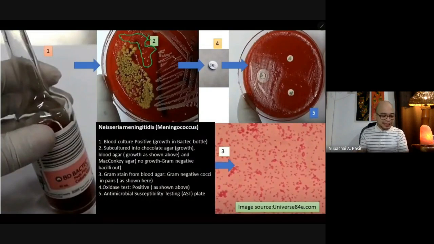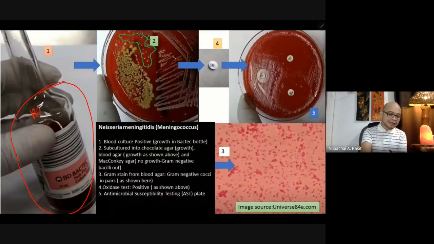As you can see, this is the blood culture sample. This is where we put the blood. Non-SPS, because SPS is inhibitory. We have to subculture it; usually we use the Bactec medium, Bactec by Becton Dickinson. Then we subculture it into chocolate agar or blood agar. This is the blood agar. And MacConkey agar.